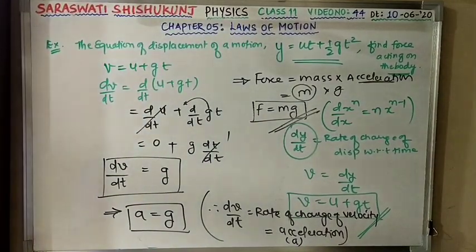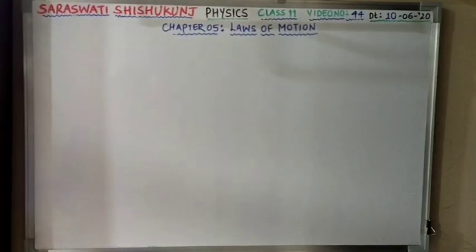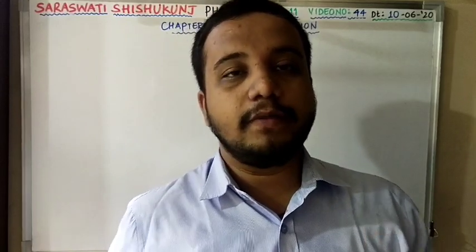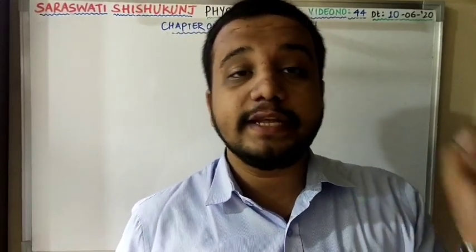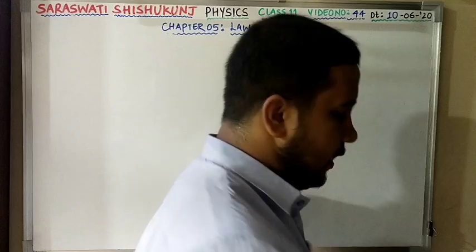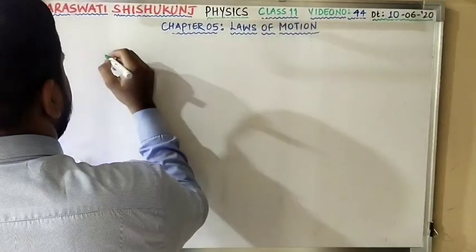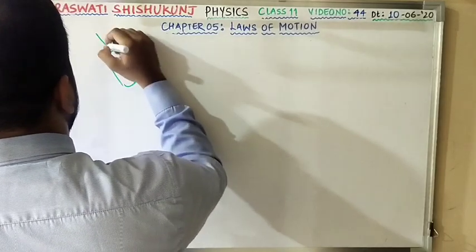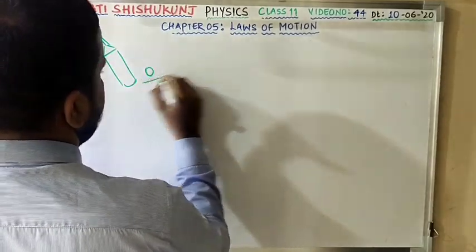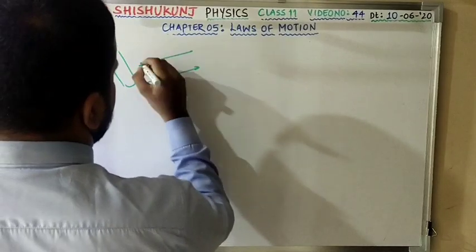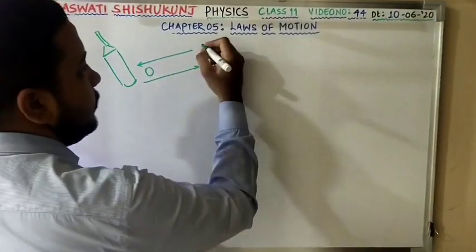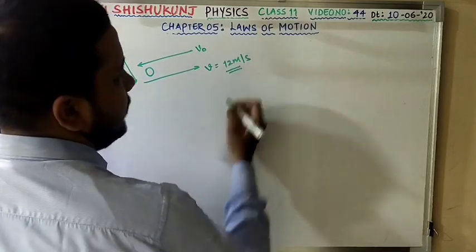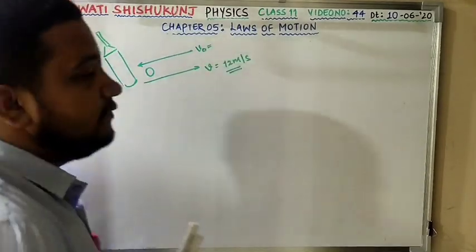Moving to the next example we have for today. A batsman hits the ball without changing its initial speed of 12 meters per second. We can consider this to be the bat, and the ball is being hit in this direction. It is coming back with initial velocity and final velocity. If I consider the final velocity as 12 meters per second, then the initial velocity will be what?